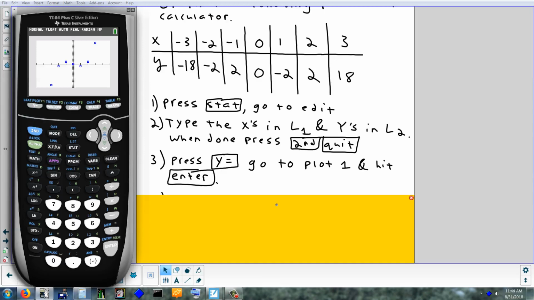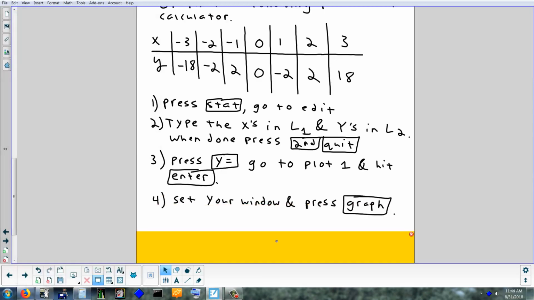Anyway, we did this, but I just didn't show you this step. Set your window, your mins and maxes, and then press graph.